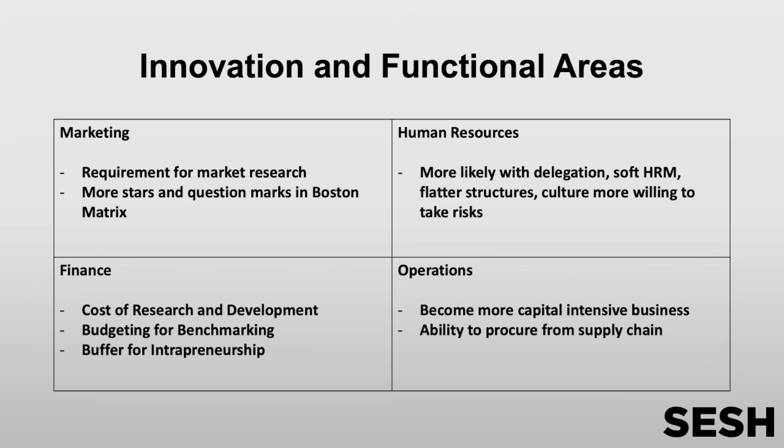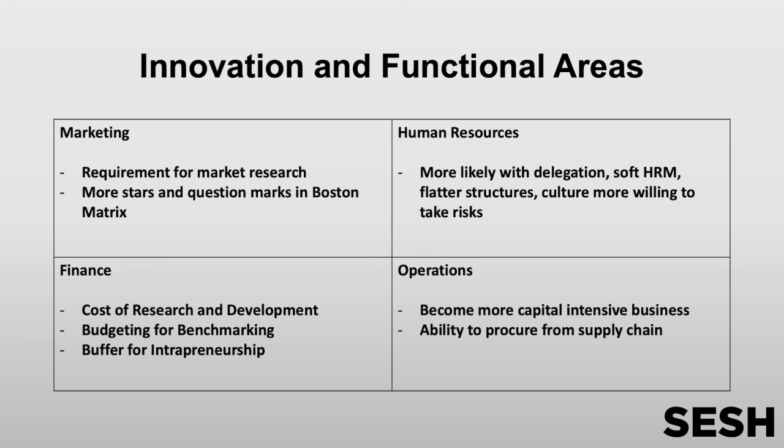When we're thinking about innovation in the functional areas, some small points we might want to consider. So within marketing, innovation requires market research. Within marketing also, if you are doing lots of innovation, it may lead to you having an overweight amount of stars or question marks within the Boston matrix. In terms of human resources, it's more likely that you can be innovative with delegation in place, with soft HRM, with flatter structures, and with a culture that's more willing to take on risks.